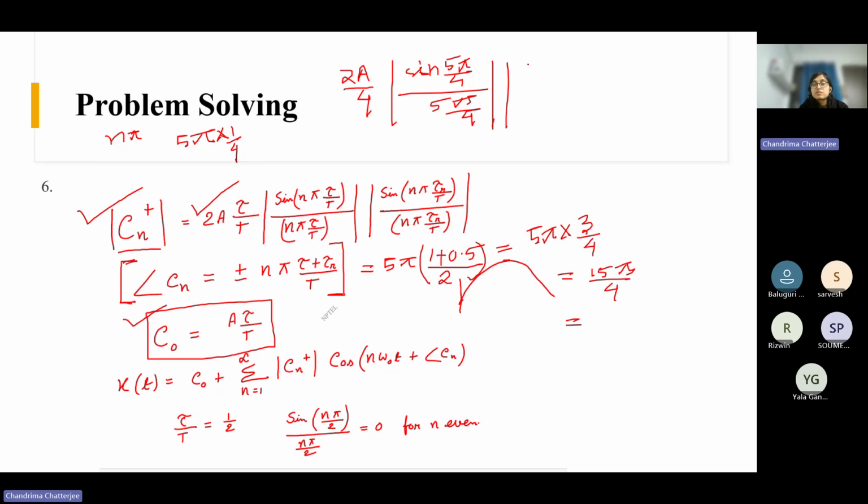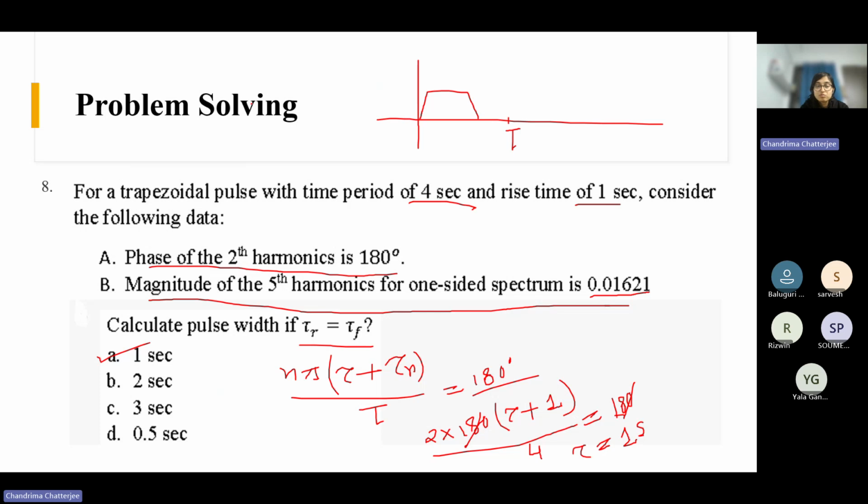And over here we have sine n pi tau r by T. So tau r was 0.5. So this is 5 pi by 8 and 5 pi by 8. Okay, 5 pi by 8. That is equal to the value that was given in the question, 0.01621. Okay, this is one equation.